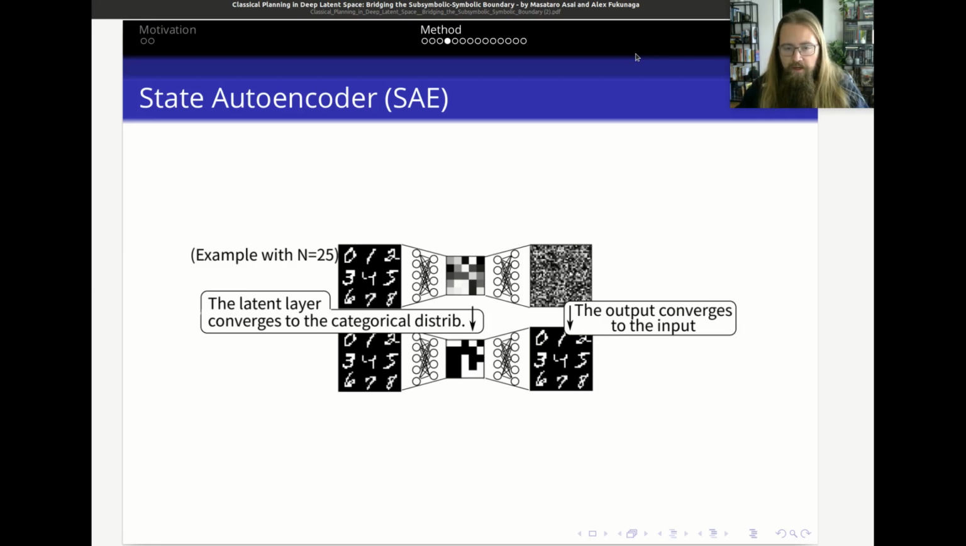And this is kind of how it looks. So you have an image, you have a neural net, produces a latent representation, and then the decoder produces the image again.